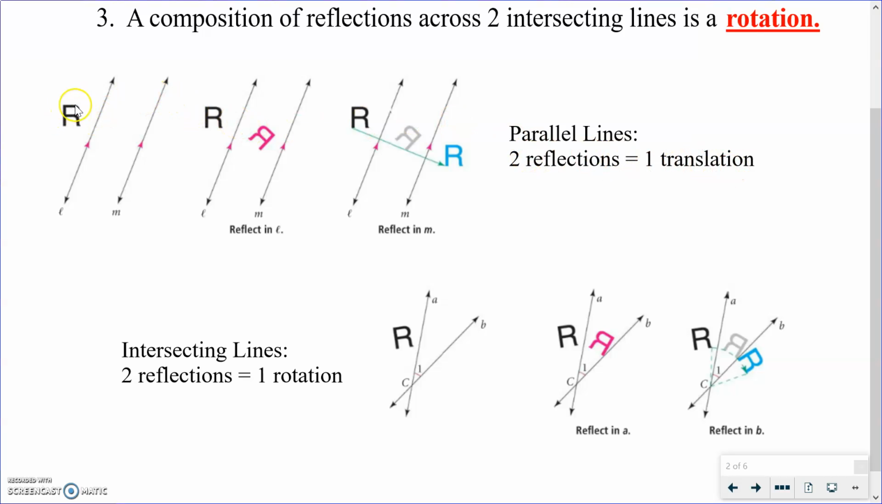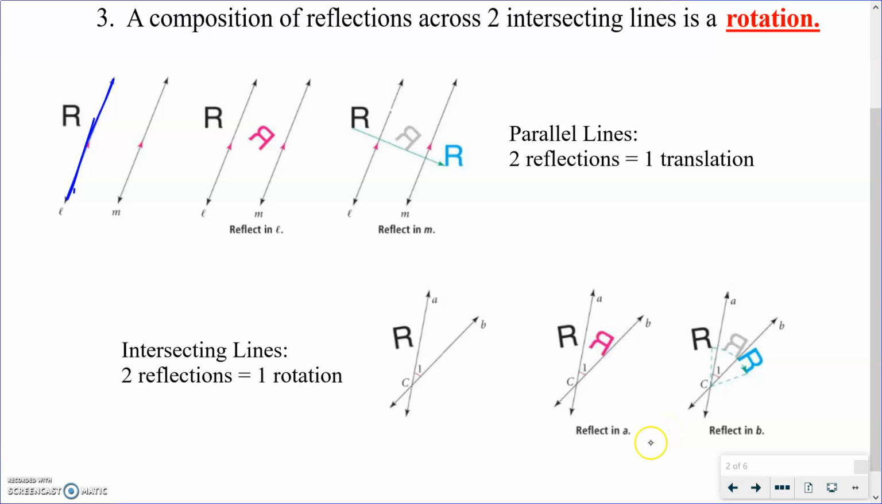So if we reflect this R right here over this line L, and then we get this one, and then we reflect it over M, which is parallel to L, we get this R here, which is just like a translation of the original R. So it's a slide of that original R. And you can see that it's even oriented the right way. We haven't rotated it at all. If we reflect over two parallel lines, the only motion that's created there is a translation. If you have lines that are intersecting, so basically any that aren't parallel, it creates a rotation.